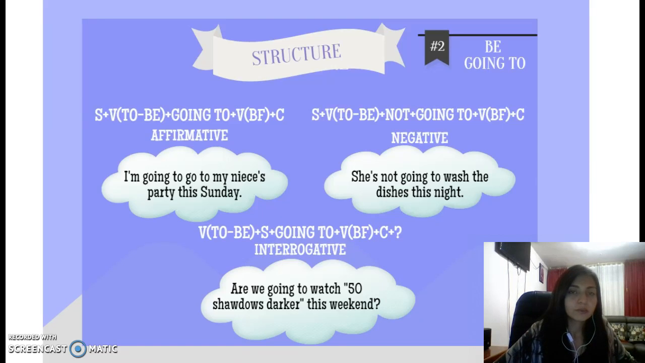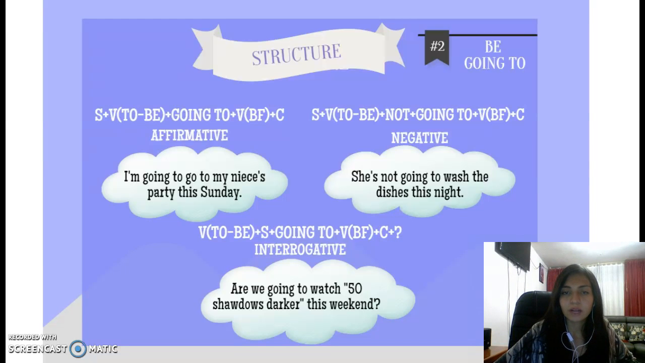So we have be going to. The affirmative form of be going to is the subject plus the verb to be plus going to plus the verb in basic form plus the complement. As you know, we have 3 different forms of the verb to be: I am, she, he, and it is, and we, they, you are. In this case, I'm going to go to my niece's party this Sunday.